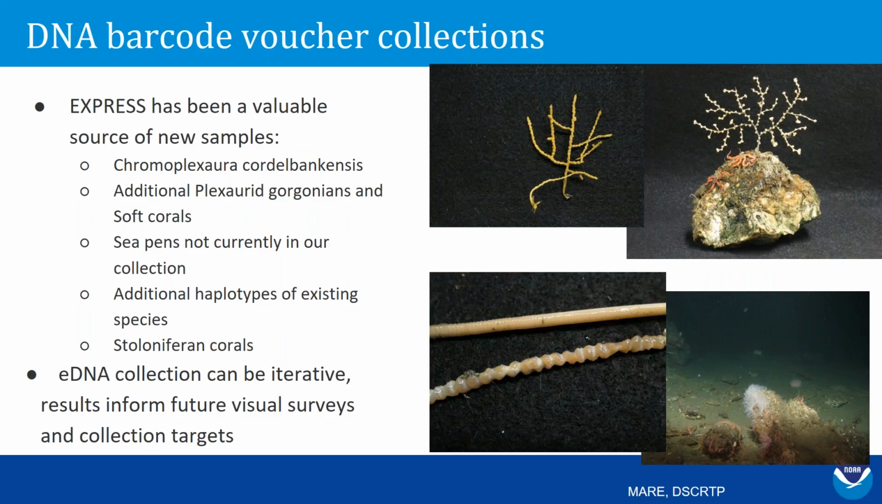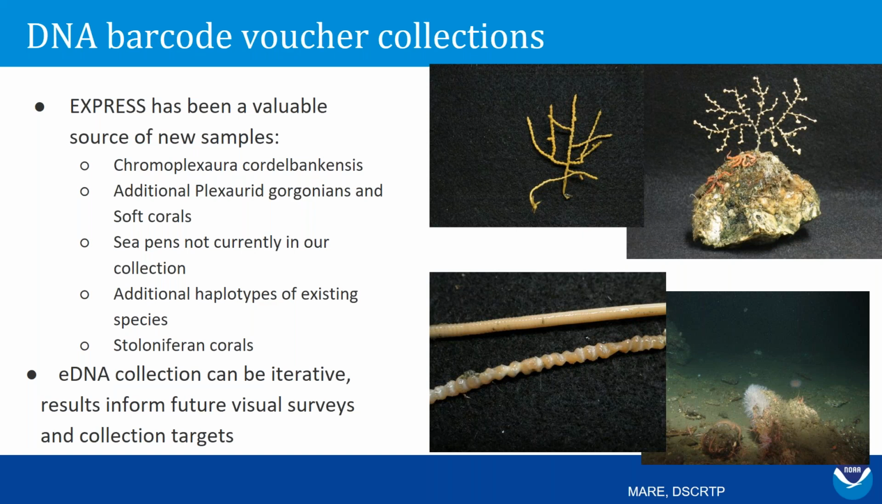And that's actually an interesting point because eDNA collection can be iterative. We can use the results of an initial environmental DNA survey, not just to characterize the biodiversity, but also to identify potential future collection targets and surveys. So we're actually really hoping to get back to Mendocino Ridge on a survey that's coming up this fall. And we're going to be keeping our eye out for a new gorgonian that we haven't collected yet because we've been able to detect it in the environmental DNA.